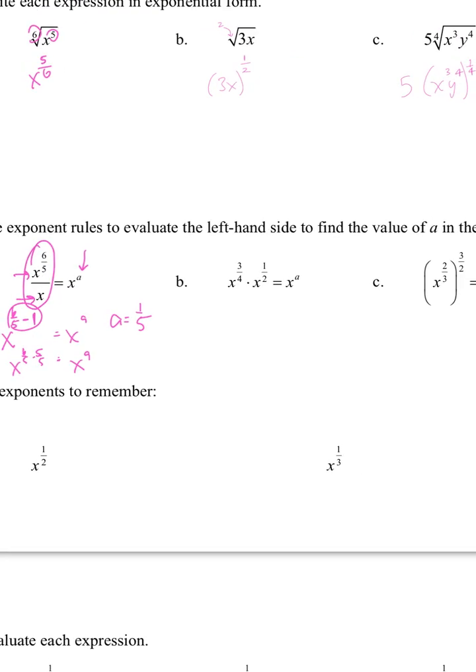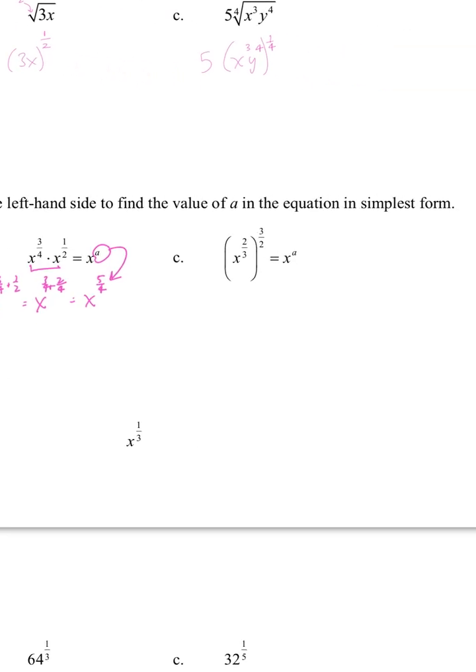On this next one, if you're multiplying same bases, you keep the same base and you add the exponents. So 3/4 plus 1/2 is the same thing as 3/4 plus 2/4. So this equals x to the 5/4. That's what a is. A is 5/4.